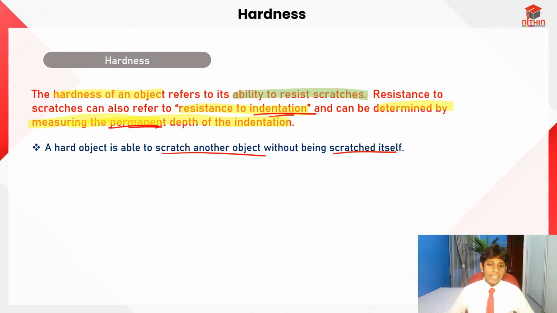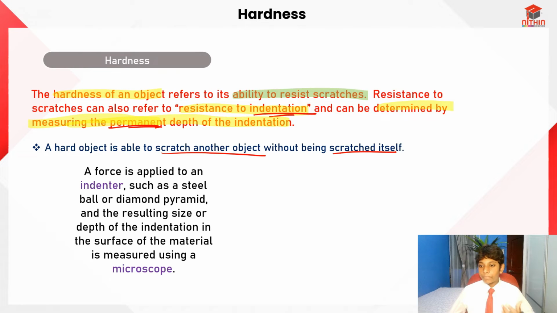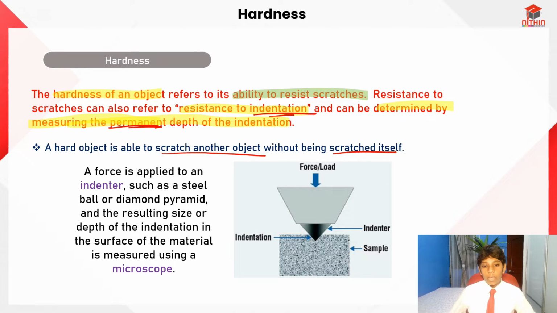Okay, so what is a very hard object? We could say diamonds, right? Because diamonds literally can scratch anything, and not many materials can scratch diamond. Okay, so this is where I'm going to tell you about indentation.